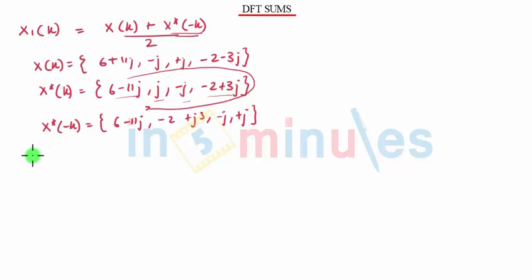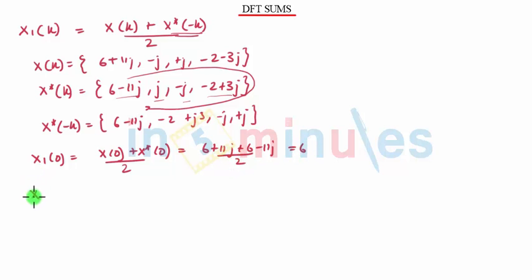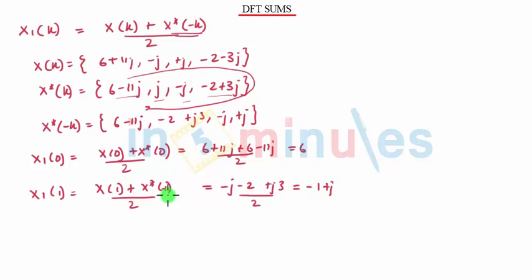So now we are going to add both the terms and similarly find out x1 of k. For k is equal to 0, x1 of 0 is equal to x of 0 plus x star of 0 upon 2. That is 6 plus 11j plus 6 minus 11j upon 2, that is 6. For k is equal to 1, x1 of 1 is equal to x of 1 plus x star of minus 1 upon 2, that is minus j minus 2 plus 3j upon 2, which is minus 1 plus j. Be careful here, it should be x star of minus 1, not 1.